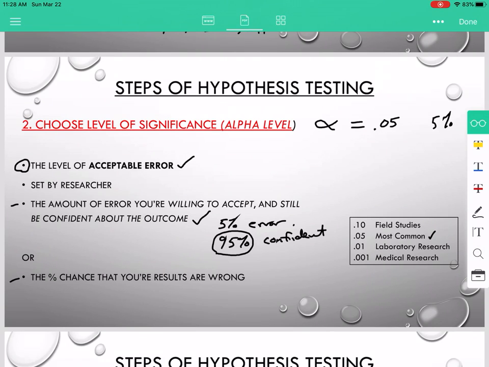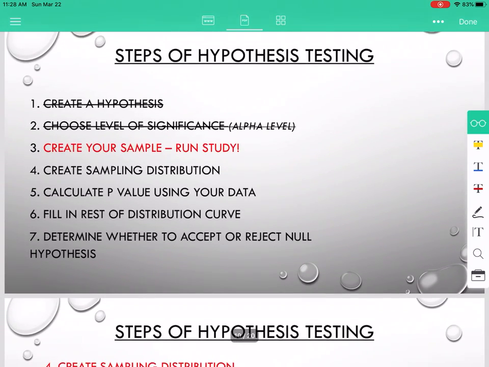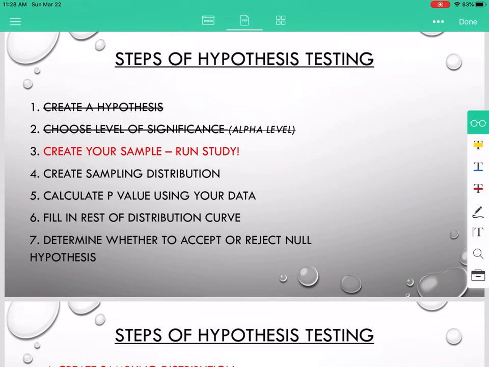Okay. So we keep going. So far, we have our hypotheses about hot dog enjoyment at baseball games versus at home. We've chosen our level of significance, which means that we have a 5% level of error that we're willing to accept, which means that we're going to be 95% sure that the results that we get are accurate. Now, you're going to create your sample and run the study.